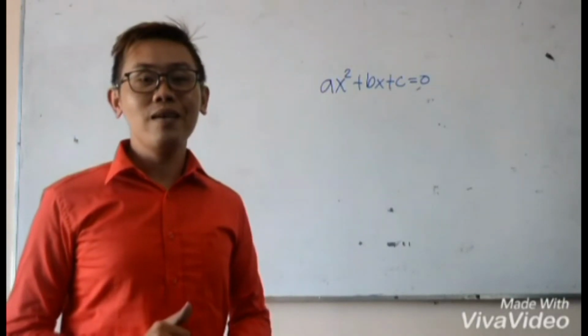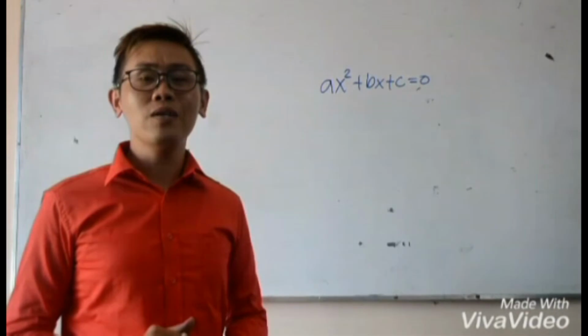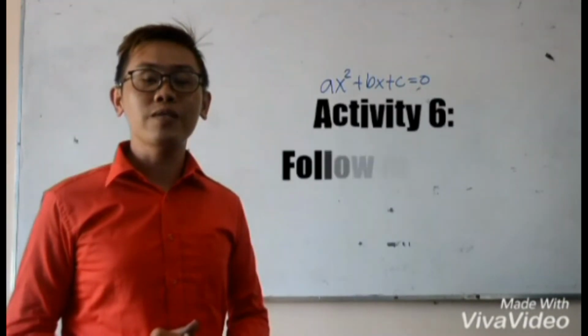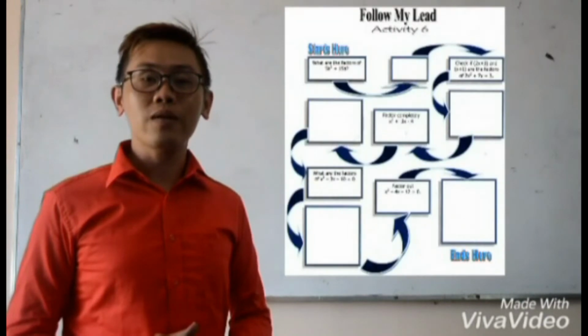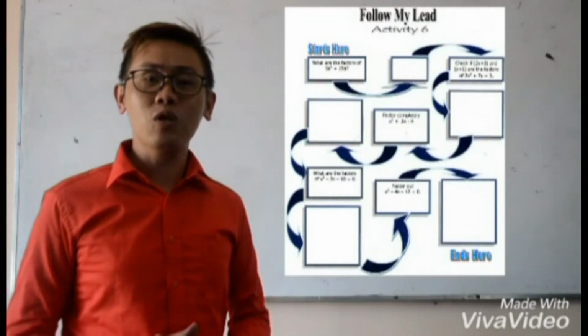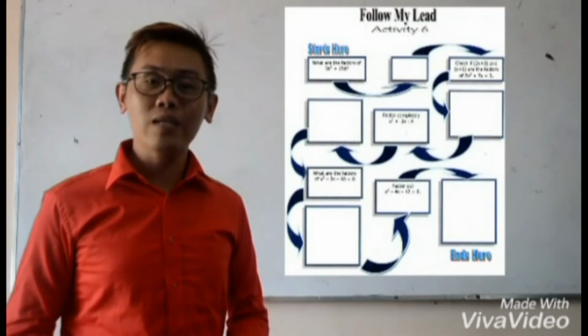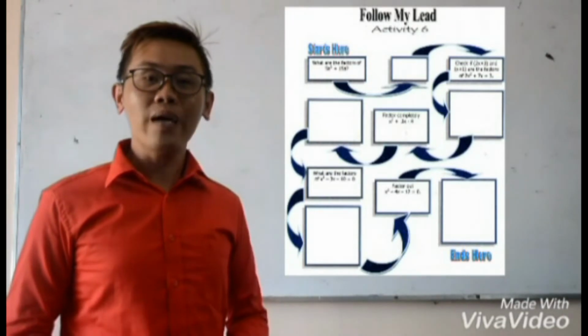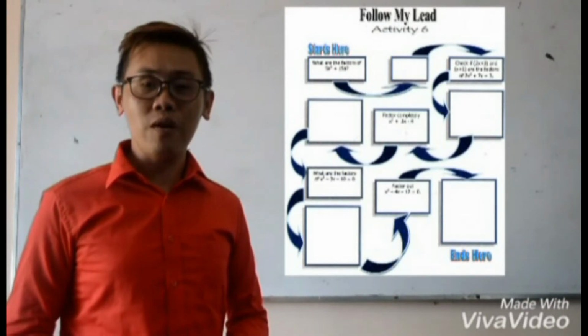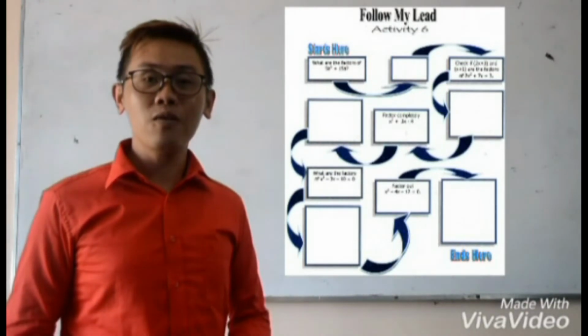Since you now have the idea on how to factor a quadratic equation, we will have our activity number 6, which is Follow My Lead. This activity will test your understanding on how you are going to factor a quadratic equation. The direction: from the starting line, you need to pass through the finishing line. On your way, there are problems that you need to resolve. Pause the video for you to answer.